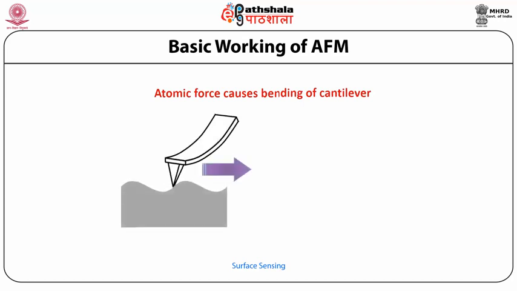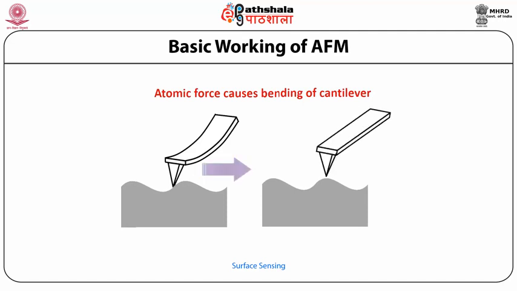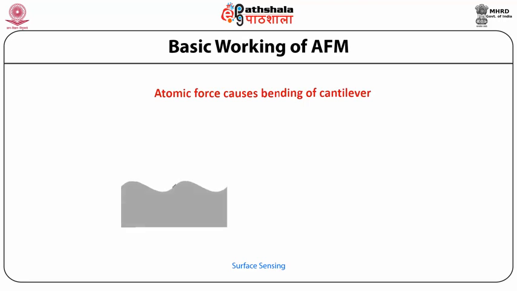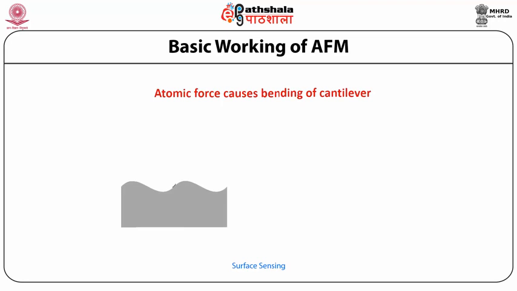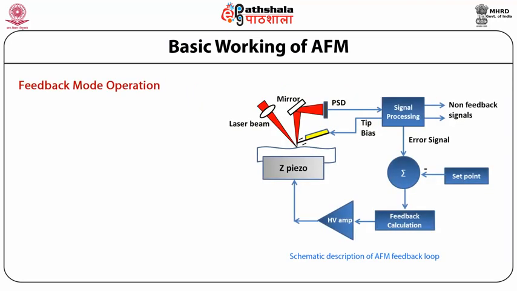Then the image processing. An AFM images the topography of a sample surface by scanning the cantilever over a region of interest. The raised and lowered features on the sample surface influence the deflection of the cantilever, which is monitored by the PSPD. By using a feedback loop, the height of the tip above the surface is controlled and maintained at constant laser position. Feedback mode operation.